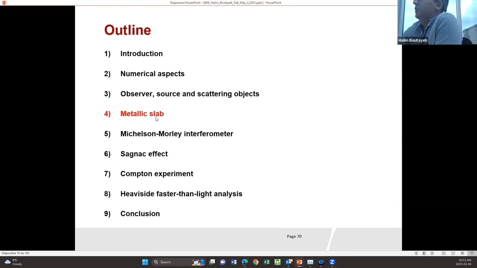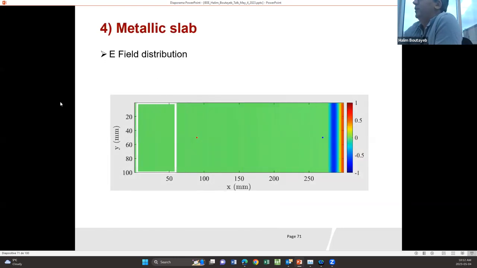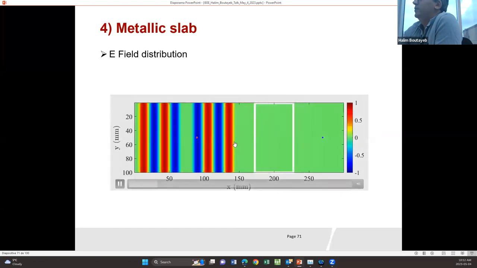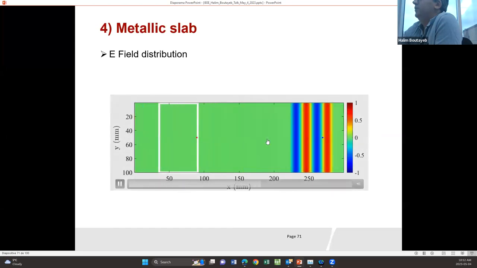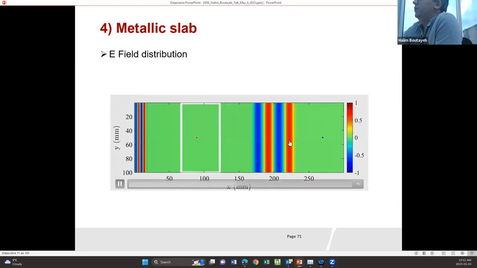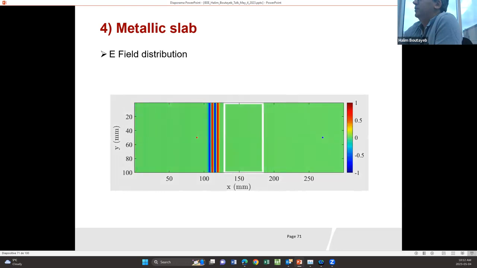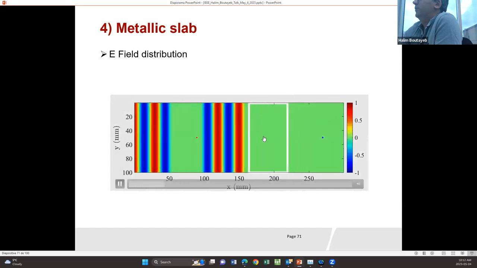So now we'll talk about the moving metallic slab, because we found interesting results that I'm going to present now. So you see a moving metallic slab. And what's surprising is, we have the reflected wave with a higher frequency. And you can see there is another wave transmitted on the other side. We don't see this wave if the metallic slab doesn't move. See again, there is no electric field inside, and then there is a transmitted wave on the other side.